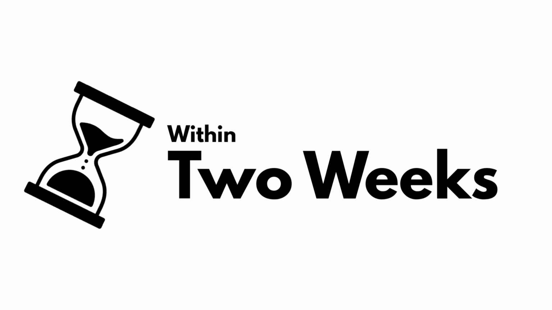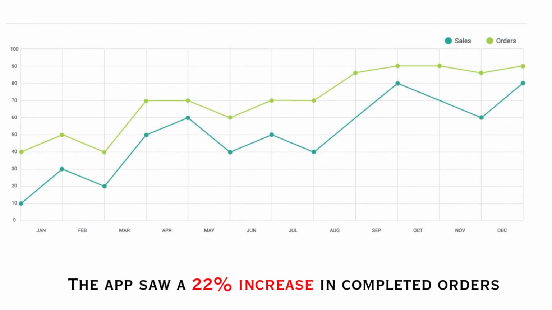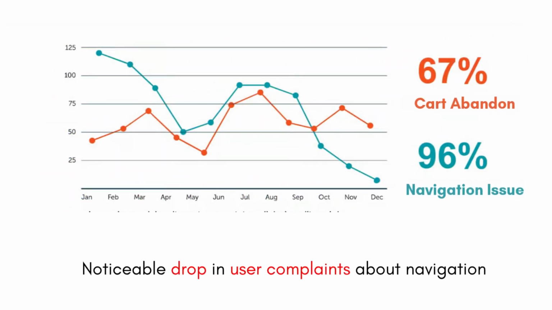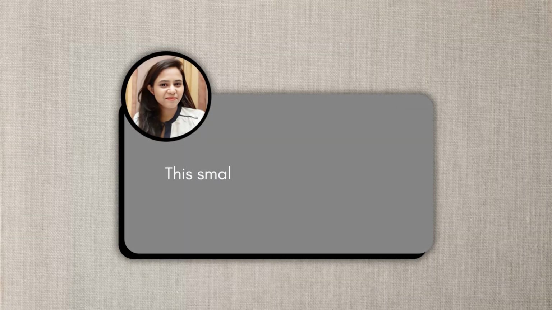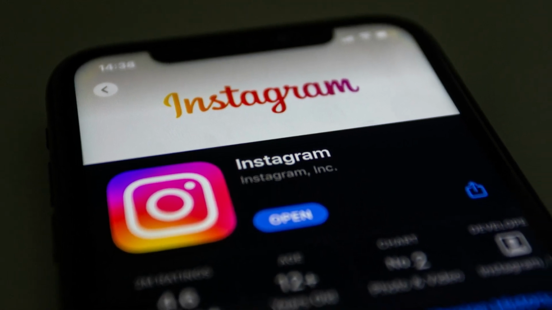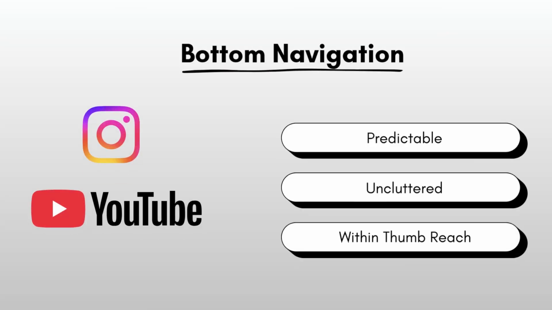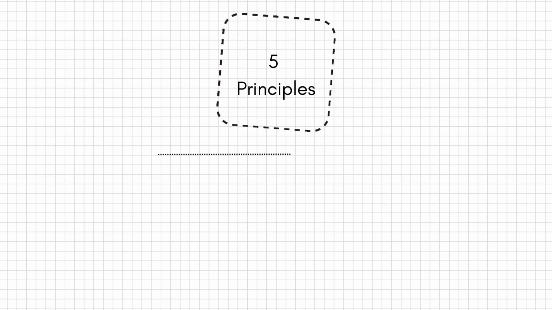We also added clear labels and highlighted the active state. Now, what's the result? Just within 2 weeks, the app saw a 22% increase in completed orders and a noticeable drop in user complaints about navigation. This small design tweak directly improved the business outcomes. Apart from this, you can also notice how apps like Instagram or YouTube nail this. Their navigation is predictable, uncluttered, and always within thumb reach.